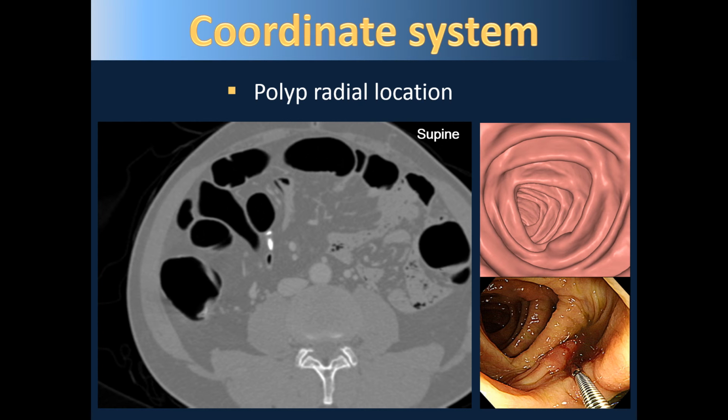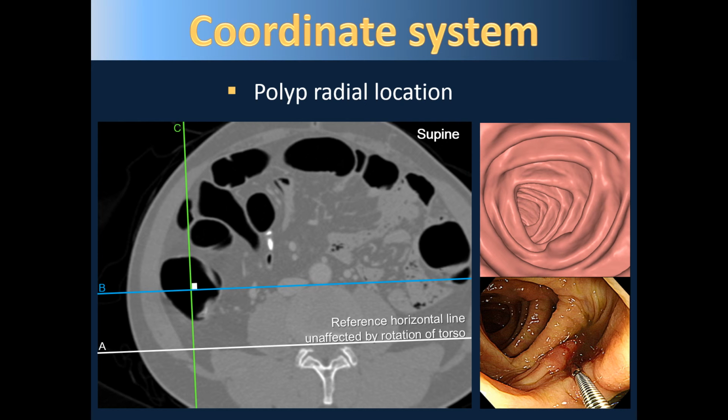First of all, we developed a radial coordinate system to designate polyp radial location on 2D CTC. On the supine CT scan, straight line A was drawn to connect the lateral tips of the bilateral transverse processes of the lumbar vertebra that was closest to the polyp of interest. Line A was the reference horizontal line, which is unaffected by rotation of the torso. Then line B, parallel to line A, was drawn to pass through the center of the ascending colon. Then line C, perpendicular to line B, was drawn to pass through the center of the ascending colon again. Subsequently, the 4 points where lines B and C met the colon wall were designated 0, 90, 180, and 270 degrees clockwise.